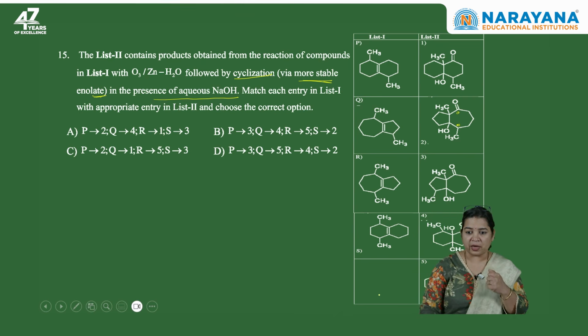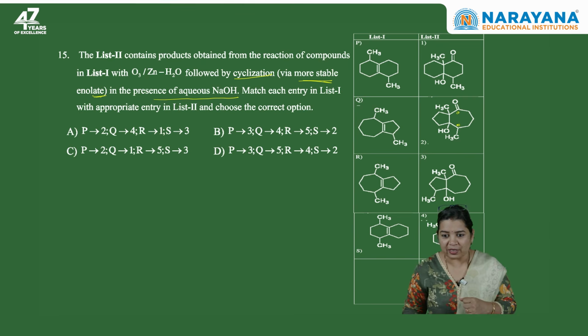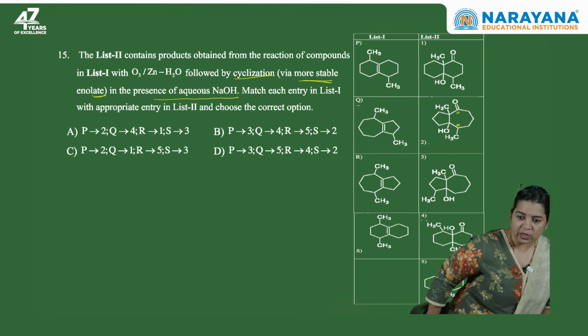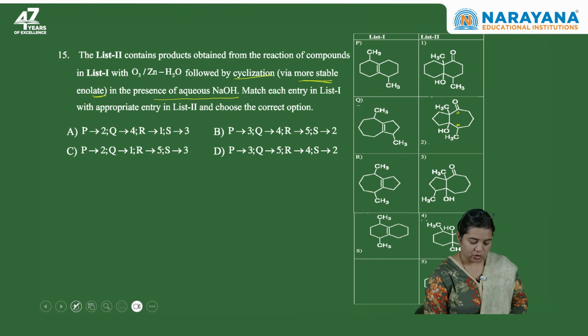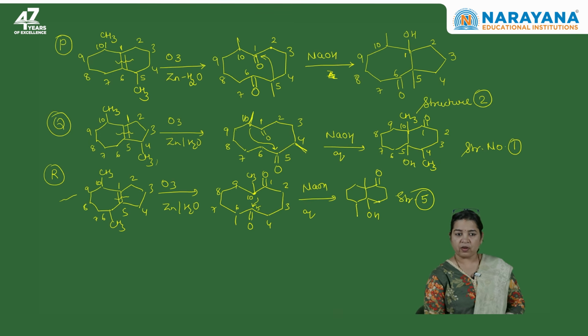It is hiding behind me, I guess. So let me move a little. Can you see it now? Right? CH3, OH and CH3. So it appears that structure number 5 is this. So we have got P to 2, Q will match to 1, R will match to 5.